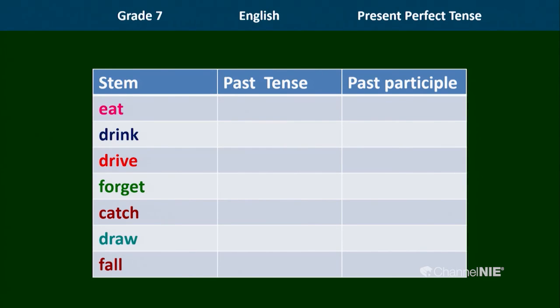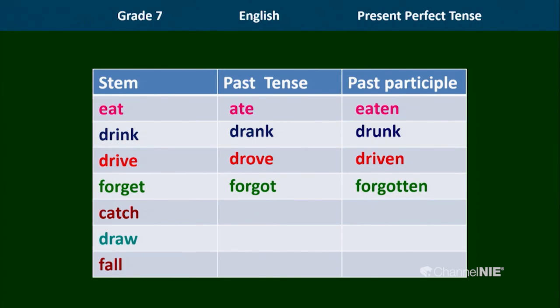Stem: eat, drink, drive, forget, catch, draw, fall. Right. We will form the past tense and the past participle. Eat, ate, eaten; drink, drank, drunk; drive, drove, driven; forget, forgot, forgotten; catch, caught, caught; draw, drew, drawn; fall, fell, fallen. All right, children.